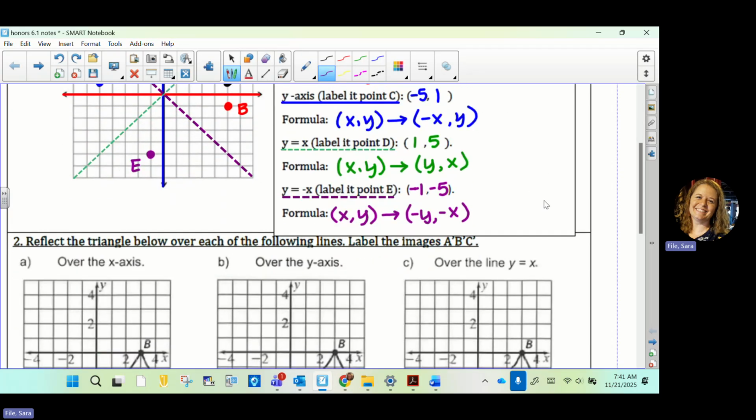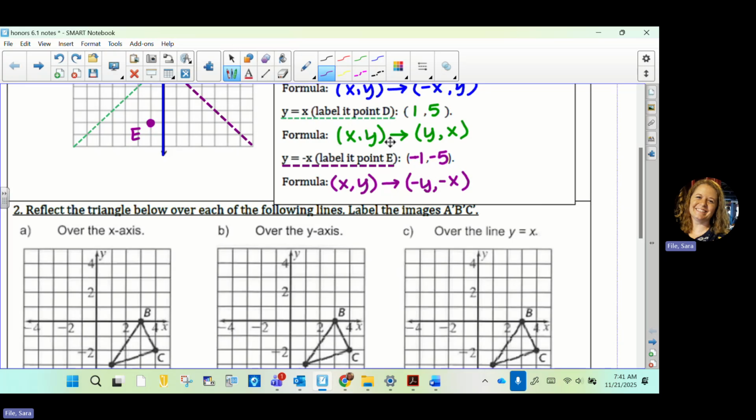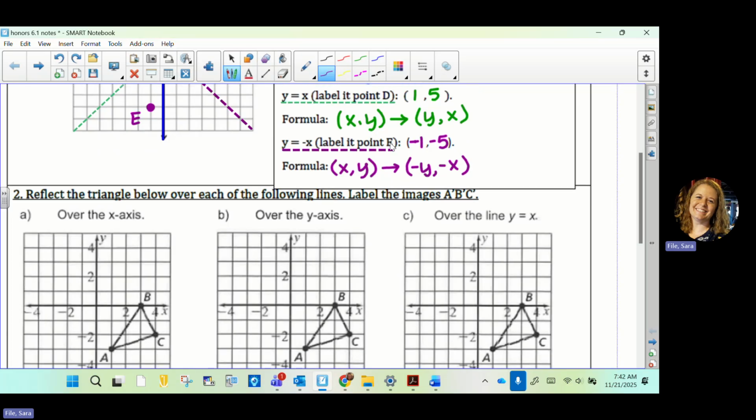Okay, so we're going to try this. We're going to apply these rules in these examples. It says with images, not just a single point now. Reflect the triangle below over each of the following lines. Label the images A prime, B prime, C prime.